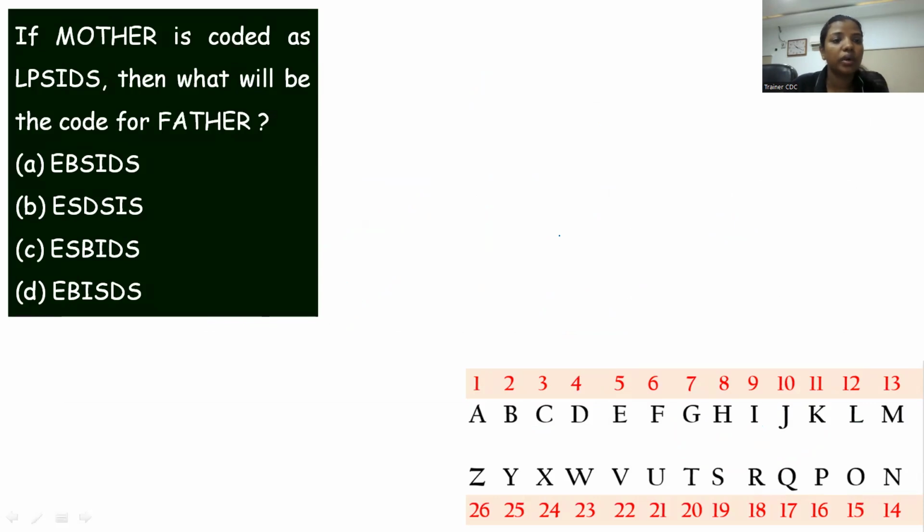If mother is coded as LPSIDS, then what will be the code for father? Can you guess the answer? Guessing the answer is something I will not recommend. You always have to use pen and paper. The way I'm using the strategy to solve this question, the same way you have to solve the question.